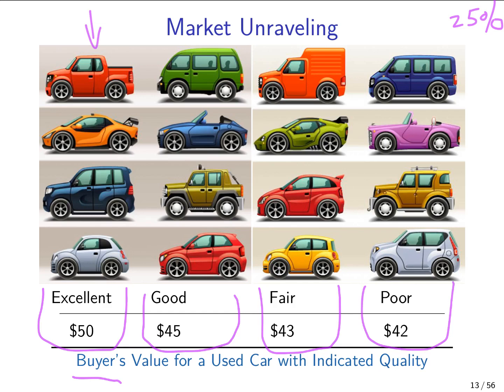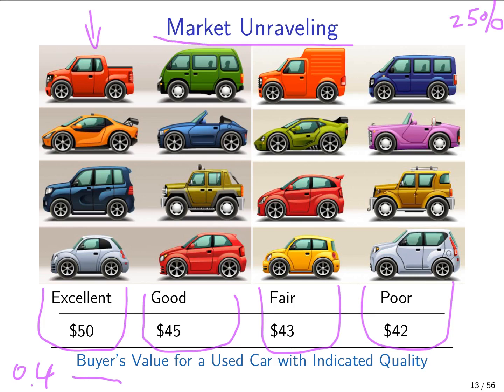And in this market, the seller of each kind of quality used car is willing to sell the car at a price slightly lower than the buyer's value. Let's say $400 lower than the buyer's value. So that ensures that for each kind of quality, there could be a mutually beneficial trade between the buyer and seller if they have symmetric information, if both the buyer and seller know about the quality of the car.